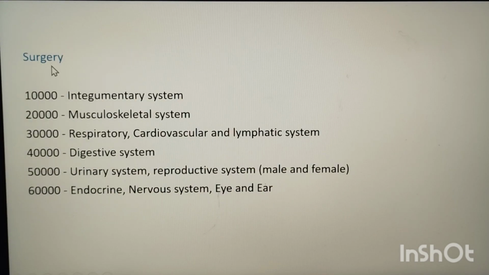Next, surgery. Surgery is further divided according to the systems. 10,000 series, 20,000 series includes musculoskeletal system. 30,000 series contains respiratory, cardiovascular and lymphatic system. 40,000 series, digestive system. 50,000 series includes urinary system, reproductive system, male and female. And the last one is 60,000 series: endocrine system, nervous system, eye and ear.